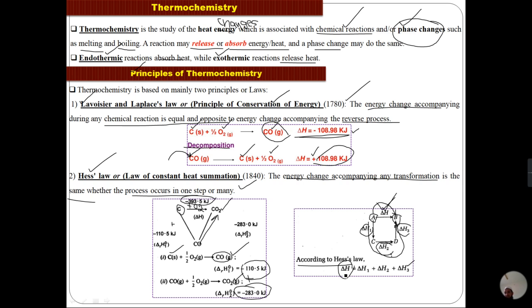Since we have added these heat changes in multiple steps to get the total heat change, this is called the law of summation. That's why it's called Hess's law of summation. It means that whatever heat changes occur in this pathway, you can get the total heat change by adding the heat changes at each and every step. The heat involved through this pathway will be the same as through this pathway. So this is your Hess's law of constant heat summation, that is, the energy changes accompanying any transformation are the same whether the process is carried out in a single step or multiple steps.